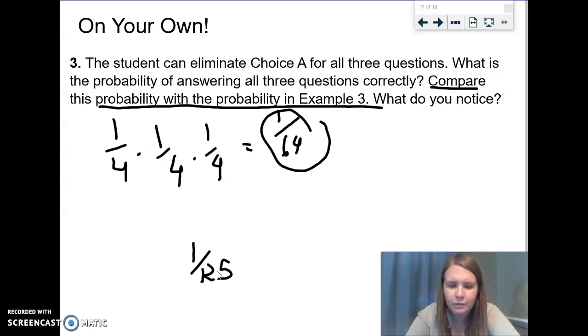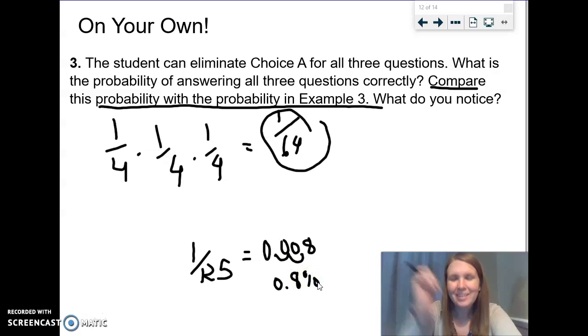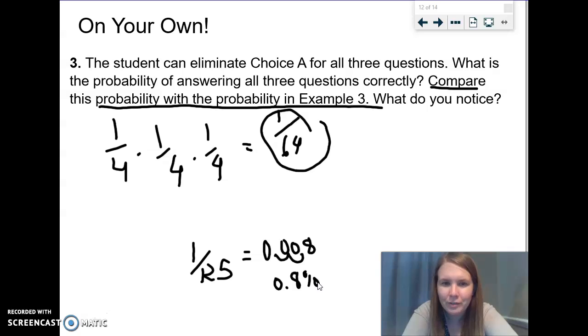1 out of 125. Okay, so if this is a decimal, let's change these to percents. So this becomes a decimal of 0.008. So if I want to change this to a percent, move it 2 to the right. So I've got 0.8% chance. That's a 0.8% chance that you can get it right when there's 5 answer choices.